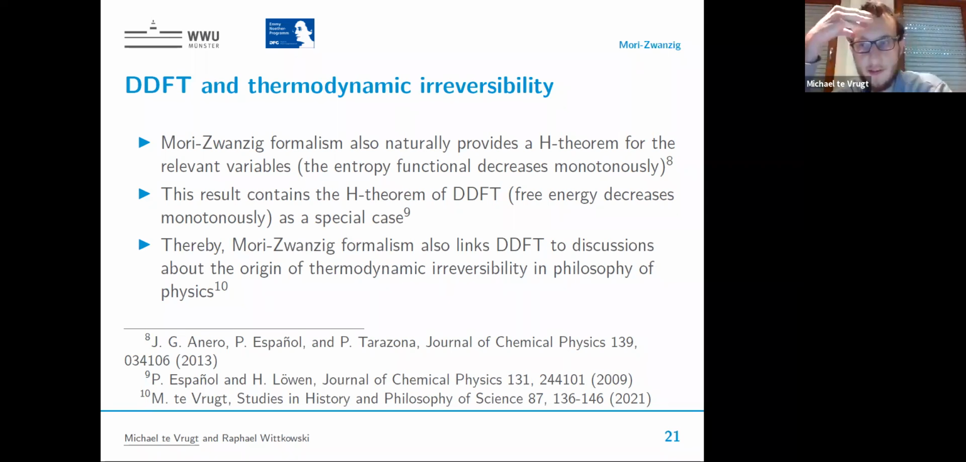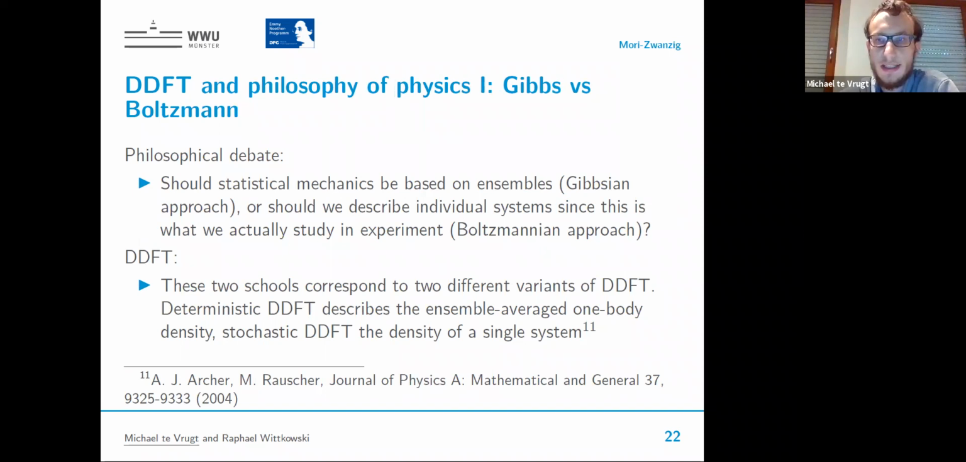So in philosophy of physics, there is a great discussion about where thermodynamic irreversibility comes from, because of course the microscopic laws of physics are invariant under time reversal, so there is no preferred direction of time. So it's an interesting problem to consider, where does irreversibility come from on the macroscopic level. And the Mori-Zwanzig formalism, I would argue, then links DDFT to this general discussion. And I'm going to explain the link between DDFT and philosophy of physics in more detail by using a few examples.